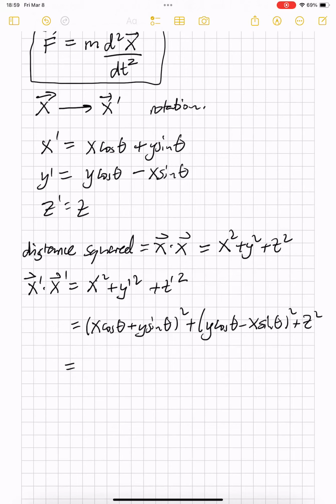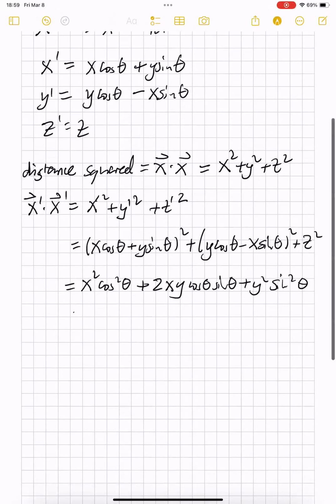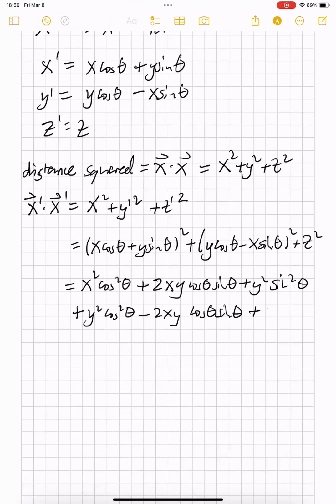So you know how to multiply these brackets. We'll get x squared cos squared theta. The cross term is 2xy cos theta sine theta. And then we've got plus y squared sine squared theta. So that's from the first bracket squared. Plus, now let's look at the second one. Y squared cos squared theta minus 2xy cosine theta sine theta. And then plus x squared sine squared theta. And then we've got z squared.